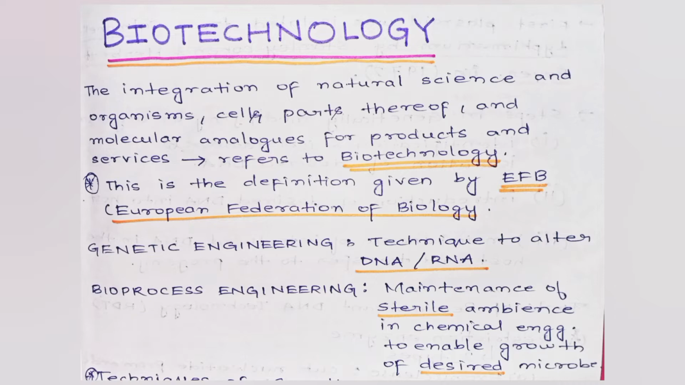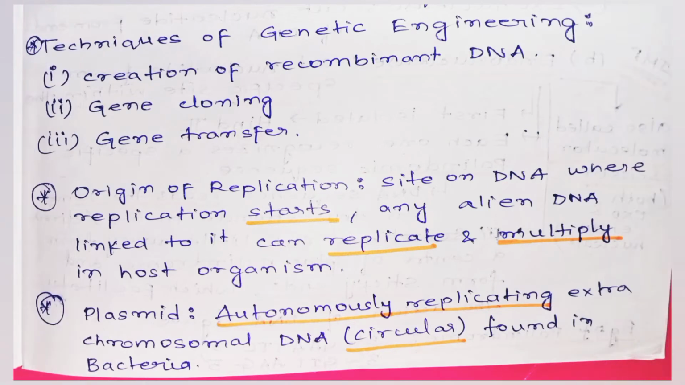Genetic engineering involves techniques to alter the DNA or RNA. Bioprocess engineering deals with maintenance of sterile ambience to produce only the desired microbe. Processes of genetic engineering: creation of recombinant DNA, gene cloning, gene transfer.